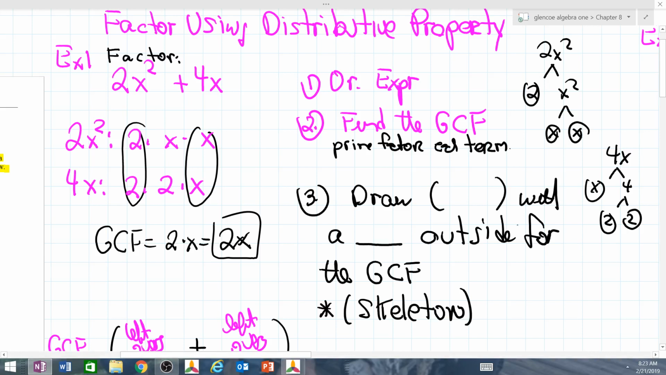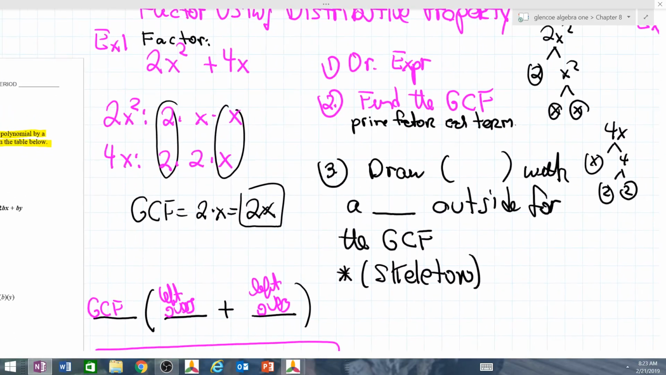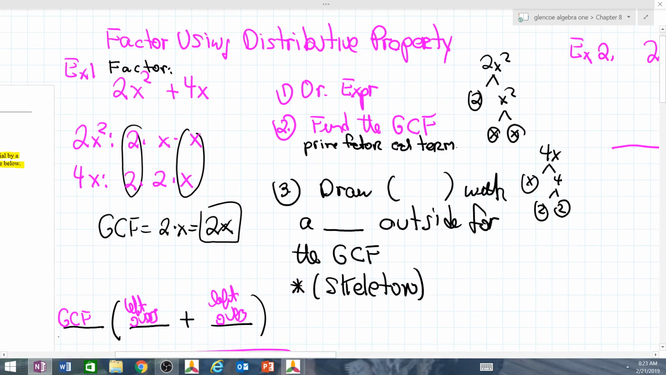Now we look at the original expression. We draw a parenthesis with a blank line outside for the GCF. I like to call this the skeleton. The skeleton. And it's going to look like this. So here's my line outside. Look at your original expression. There were 2 terms, so there will be 2 blanks on the inside of the parentheses. Because the original expression had an addition sign, we will put an addition sign here as well. So now it looks like blank, parentheses, blank plus blank.